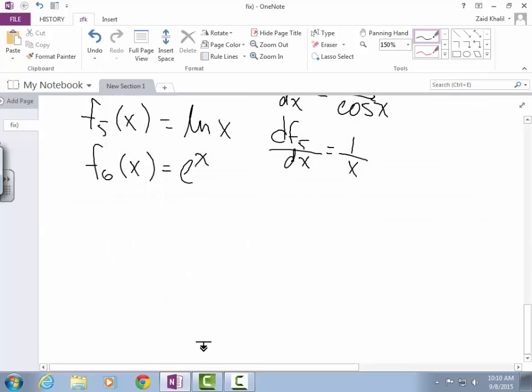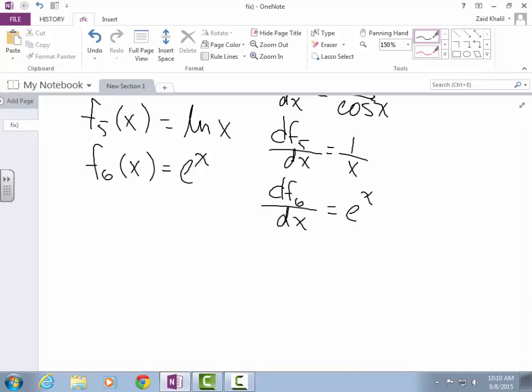Wait, isn't the derivative of e to the x e to the x? Correct. Nice. It's good that you guys know these things. I think that's it. I don't think there's any more. Yeah, 1, 2, 3, 4, 5, 6. That's basically it. You've got the chain rule. And now let's deal with integration.